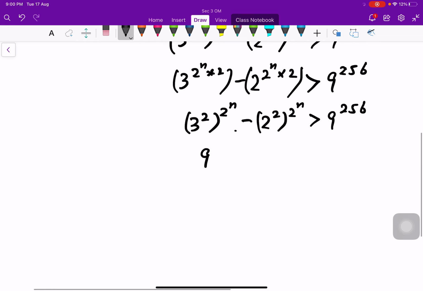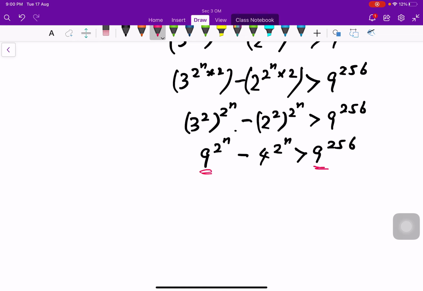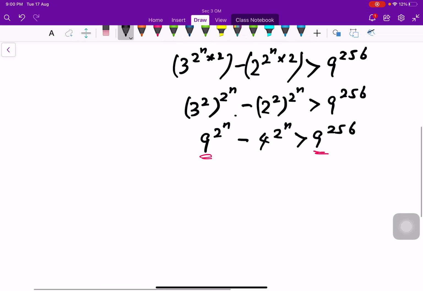Therefore, you get 9 to the power 2 to the power n minus 4 to the power 2 to the power n, and then greater than 9 to the power 256. Therefore, why I want you to do it in this way is so that you can see that this is 9, this is 9. All right. Then now you do a checking. Can you see that 256 is actually 2 to the power 8? 2 to the power 8, right?